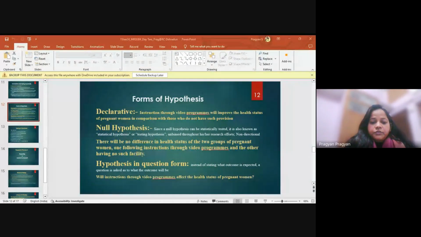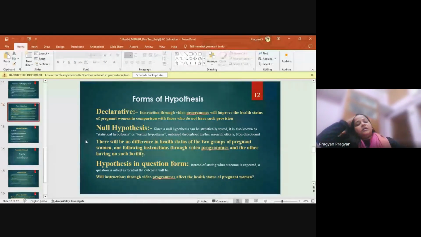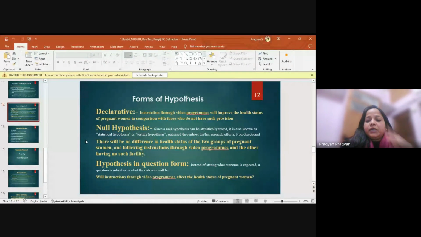Okay, thanks a lot. So now let's talk about the forms of hypothesis. For this particular purpose, I was just trying to make you understand my hypothesis related to reproductive health of rural women and their educational status. I was not framing that in a particular statement or sentence. Why? Because I wanted you to understand the difference between forms of hypothesis. These are key forms of hypothesis.